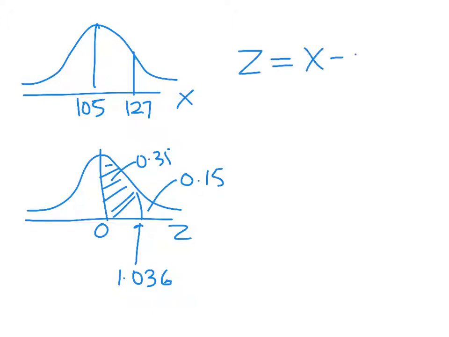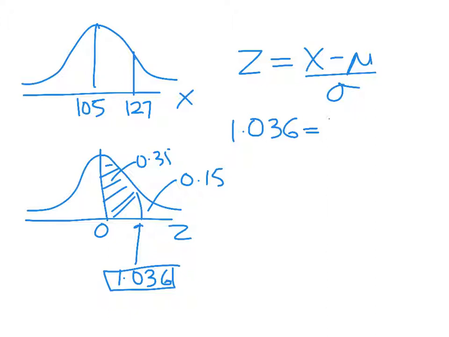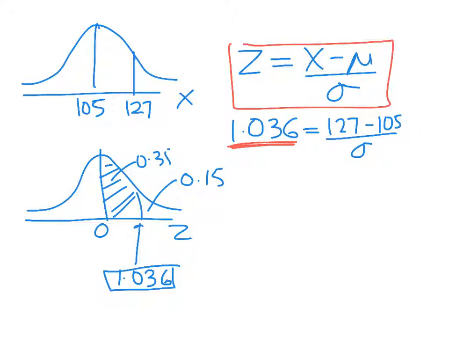So where does the Z thing come from? Well, Z tells me how many standard deviations I am above the mean. So what we're saying is that 127 grams is 1 and a bit standard deviations above the mean. If you haven't got that intuition yet, that's fine, because we're just going to use this formula to move now between Z and X.